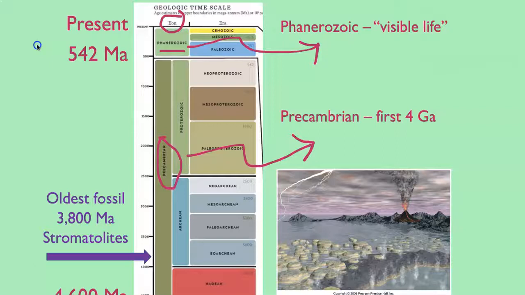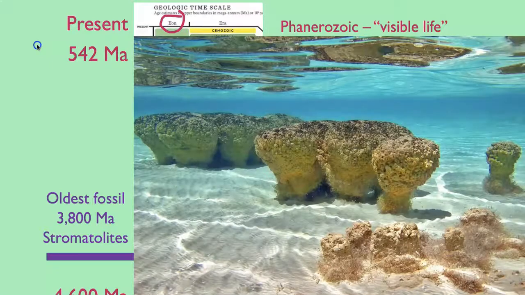Now, we actually have stromatolites living today. Here are some stromatolites in Shark Bay, Australia. So this oldest fossil is pretty resilient. I'm going to show you a stromatolite that I have. It's a paperweight, I guess.